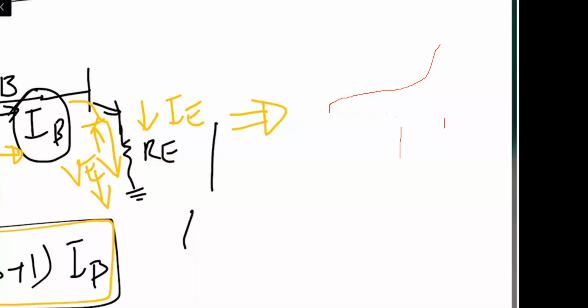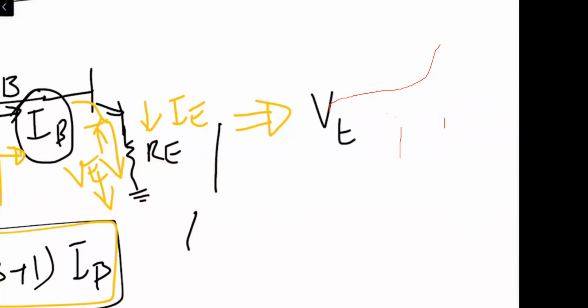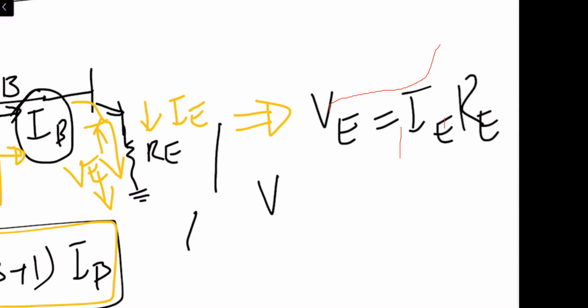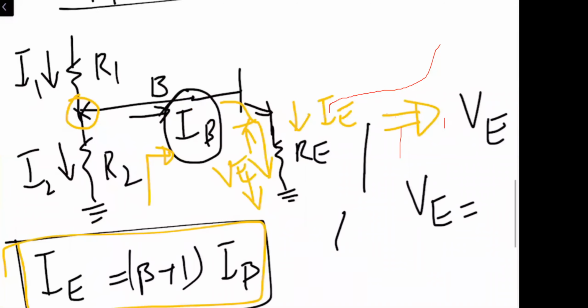Yes, sir. VE should be equal to IE times RE, right? Is this point clear? Yes, sir. Now VE is actually equal to, if I replace IE with its equivalent value, what is it? Its equivalent value is beta plus 1 times IB, right?